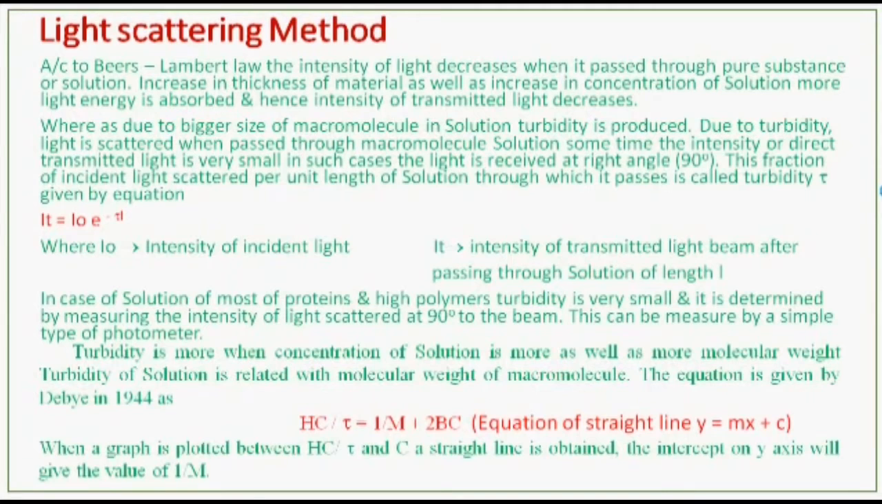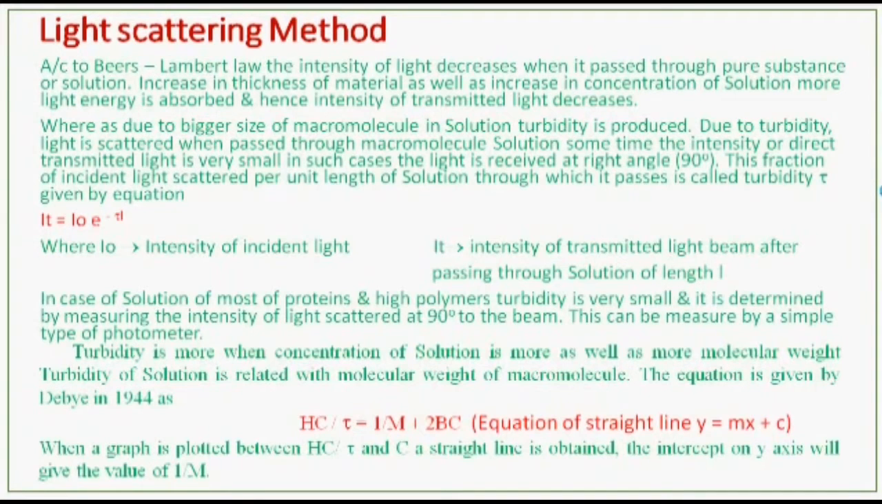Sometimes the intensity of direct transmitted light is very small. In such cases, the light is received at right angle, that is 90°. This fraction of incident light scattered per unit length of solution through which it passes is called turbidity, and it is given by equation IT is equal to I0 into e raised to power minus tau L, where I0 is intensity of incident light, IT is intensity of transmitted light, whereas L, as you know, is length of solution.